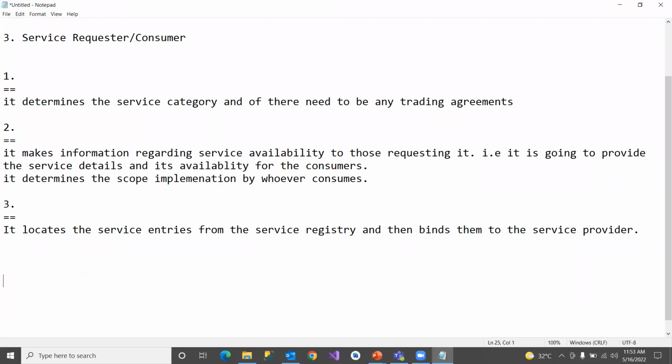After these SOA roles, let's look at the characteristics of SOA architecture. What are all the service-oriented architecture characteristics, how it is going to be implemented, and how the consumer consumes the service based on the architectural characteristics.